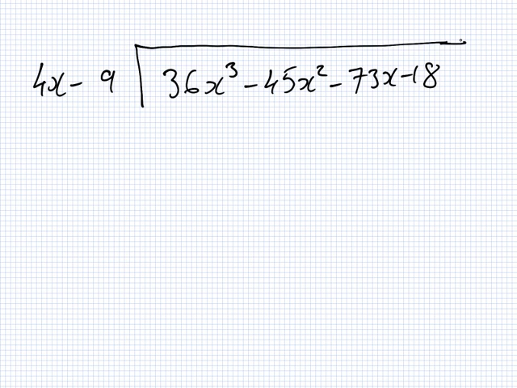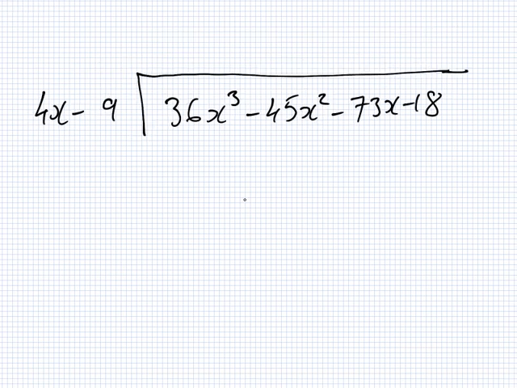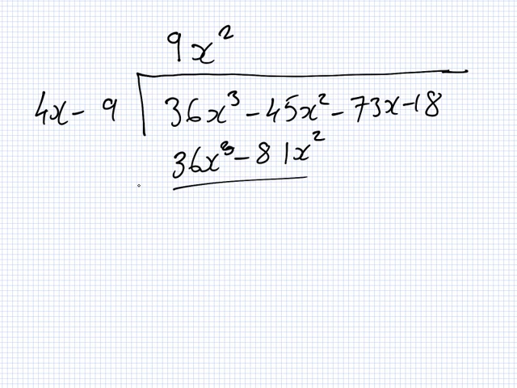Okay. So what's first here? 9x squared. So when we multiply, this makes 36x cubed minus 81x squared. Okay, so now we subtract minus 45 minus 81. What's that? 36? Yeah. 36x squared. And we carry down. Okay, next one.